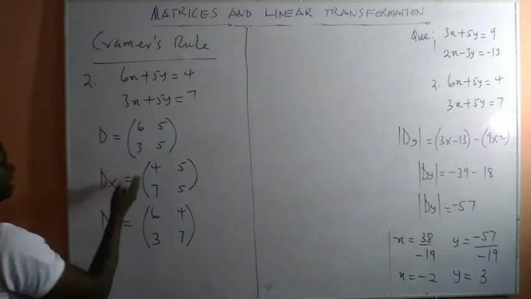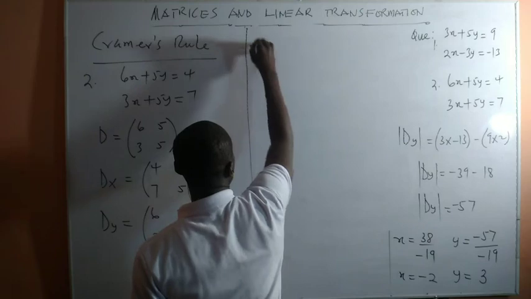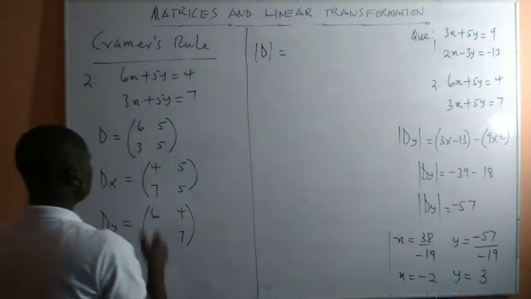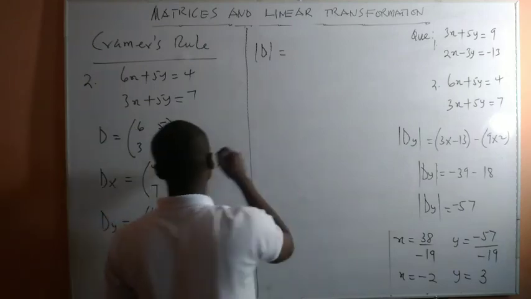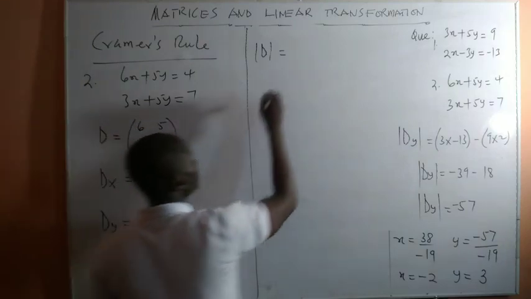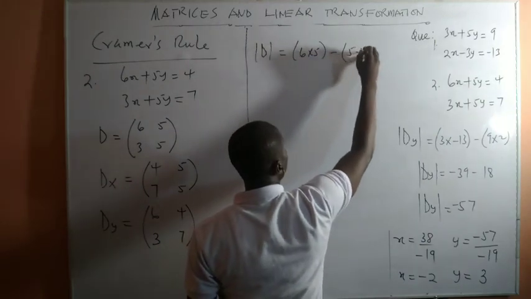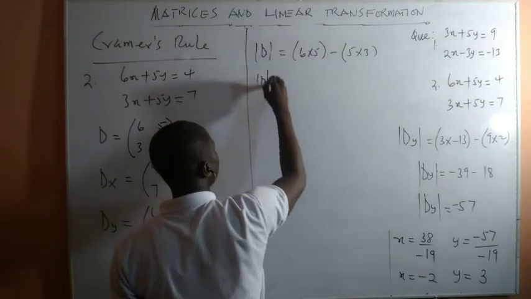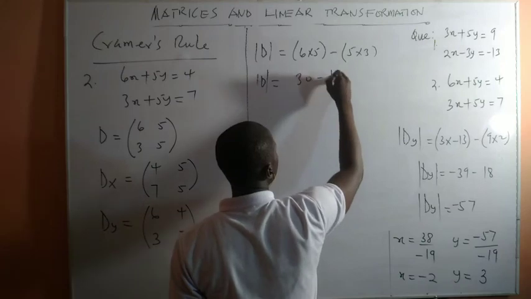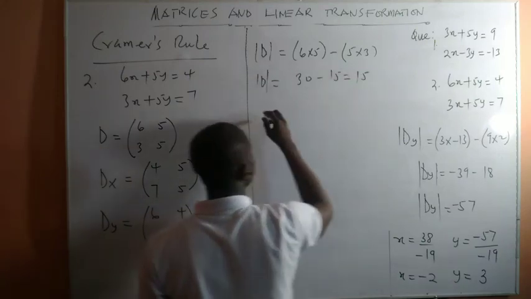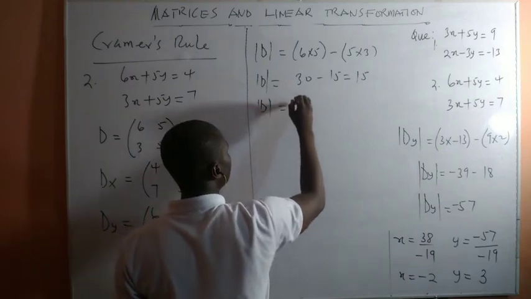So we are only going to find the determinant of all these three. Then the answer will come out. The determinant of the coefficient matrix is the first element times the fourth element minus the second times the third. So we have 6 times 5 minus 5 times 3. 6 times 5 is 30, and 5 times 3 is 15, so the determinant of the coefficient matrix is 15.